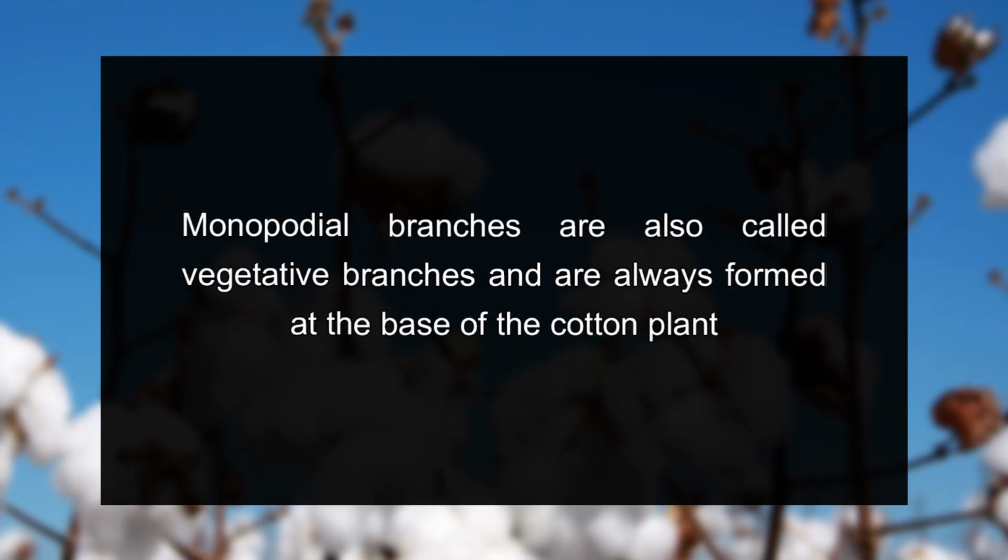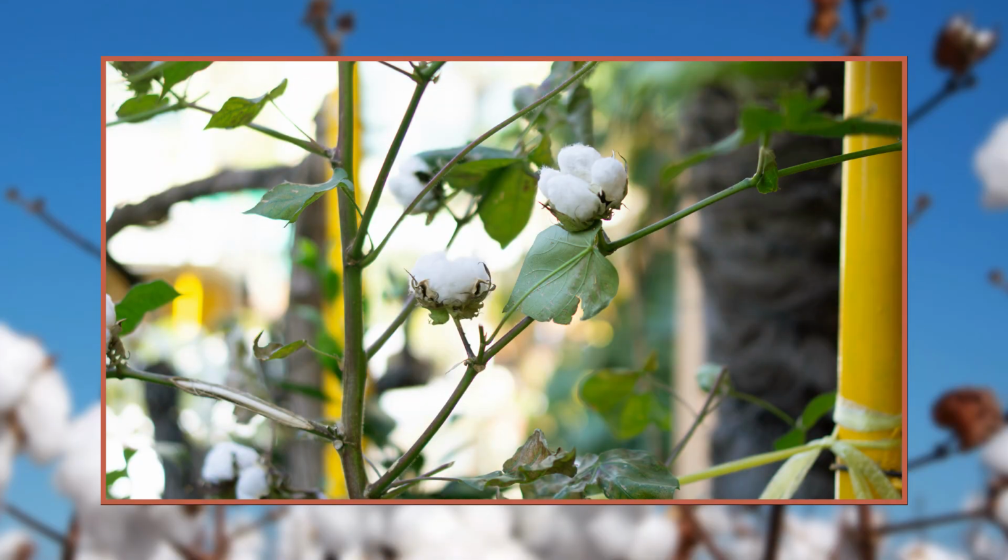The branches that do not bear fruit directly are the monopodial branches. Monopodial branches are also called vegetative branches and are always formed at the base of the cotton plant. Monopodial branches give the plant a bushy look and usually result in a slow rate of ball formation compared to a sympodial type plant. Sympodial branches bear fruit directly, so they are called fruiting branches. The secondary branches on monopodial branches are also sympodial and bear fruit directly.